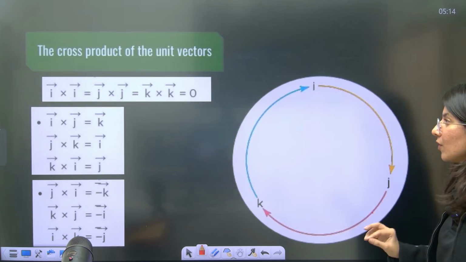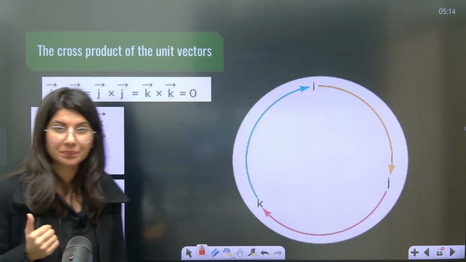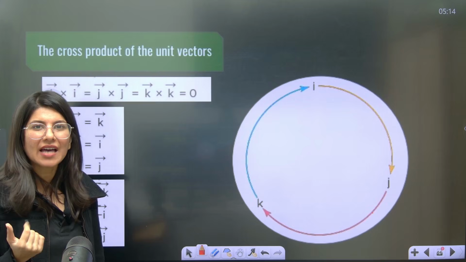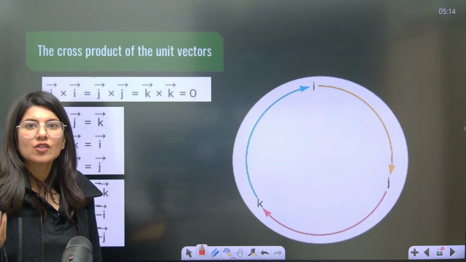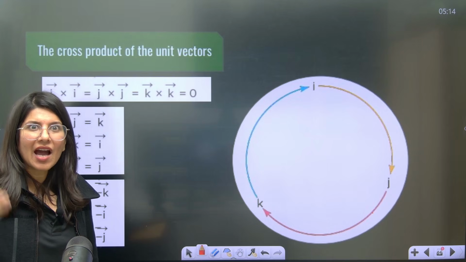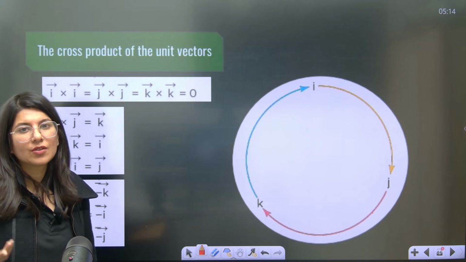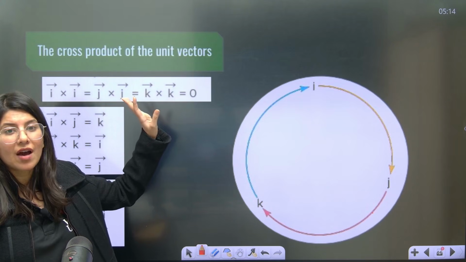A couple of things more. See, cyclic order. Now what will I cross I be? A cross B is AB sine theta. So I cross I will be I times I times sine 0 degree, because I and I are making 0 degrees. Sine 0 degree is 0. So I cross I, J cross J, K cross K, all are 0.